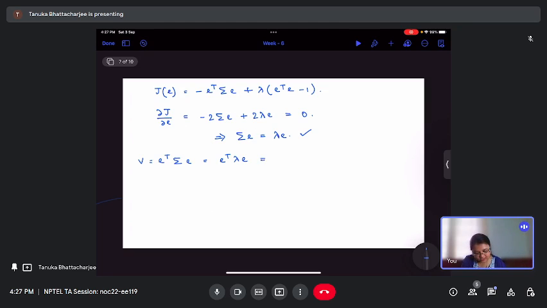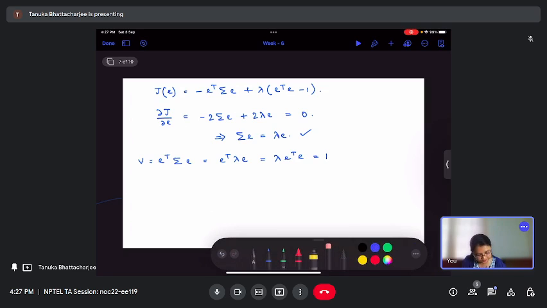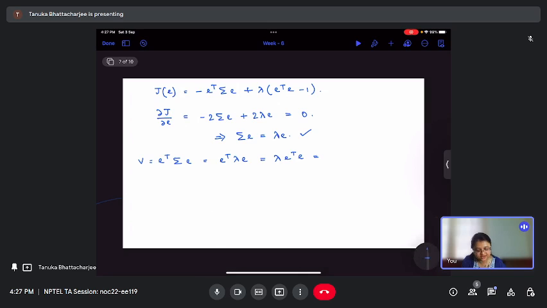Now, you can take lambda to the left, and E transpose E, you already know that E is a unit vector. So, E transpose E would be equal to 1. So, this will be lambda into 1, so your entire term will be lambda. So, if you project along a certain eigenvector E, the variance of the projected data will be equal to the corresponding eigenvalue lambda.